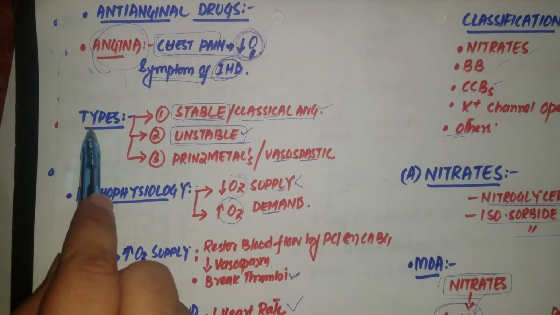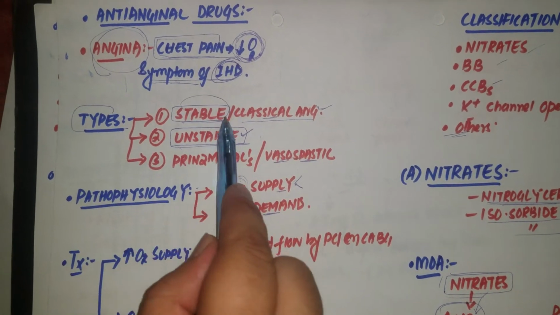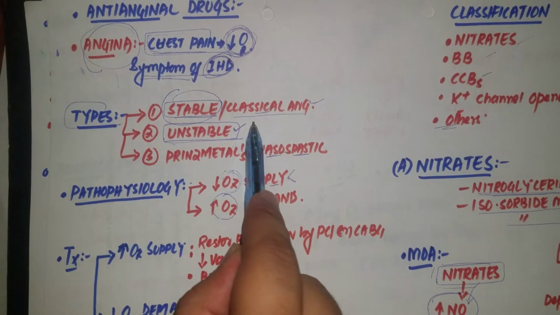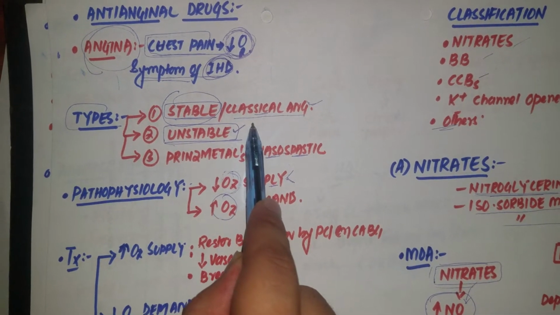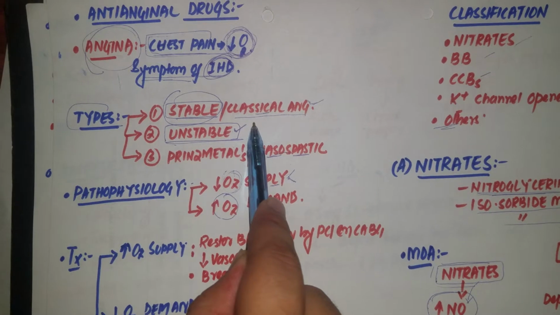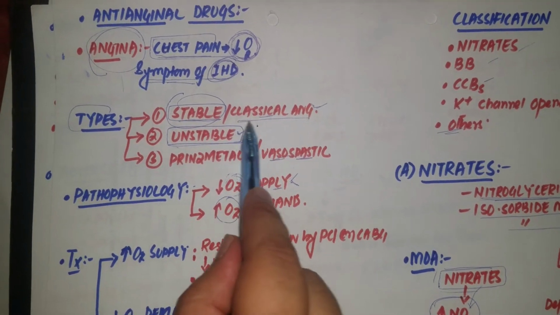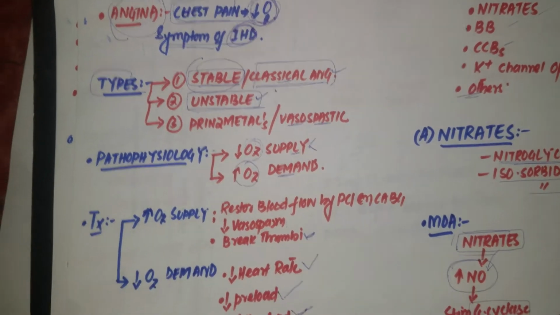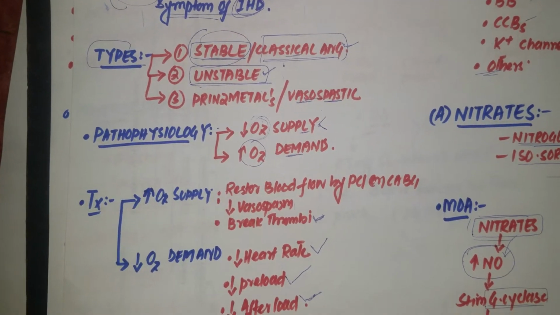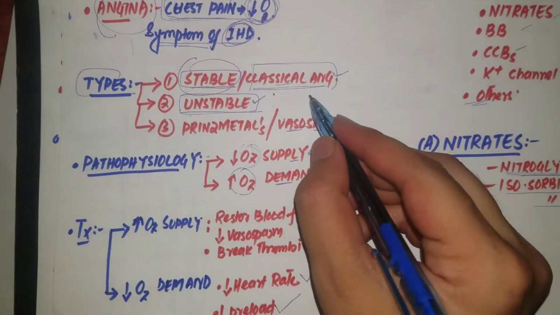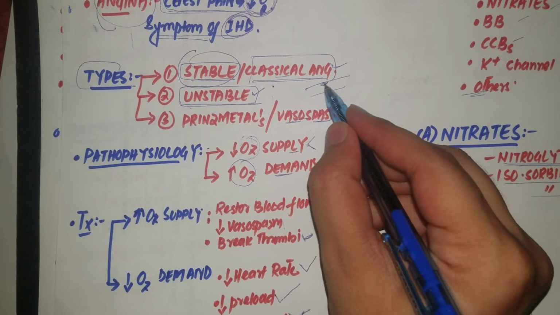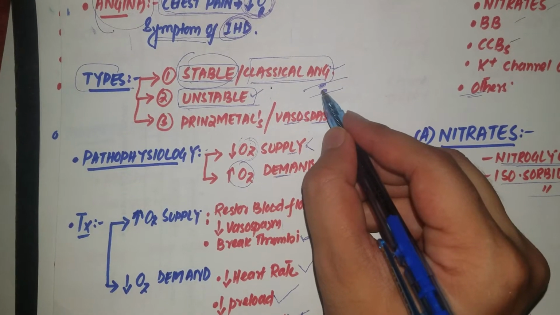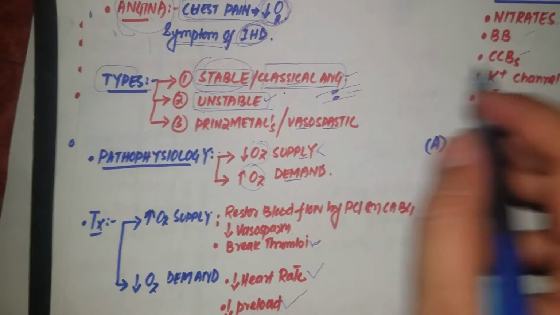There are three types of angina. The first one is stable angina. It is also known as classical angina or exertional angina. It occurs when the person does some exercise or climbs the stairs. So it occurs due to low blood supply, low oxygen supply to the heart muscles, because the vessels may be narrowed by atherosclerosis and there may not be proper perfusion to those heart muscles.